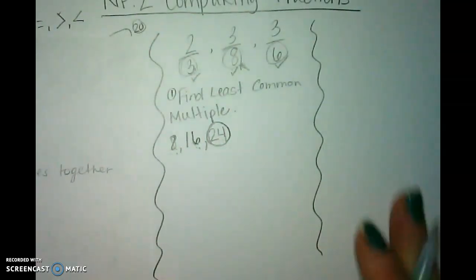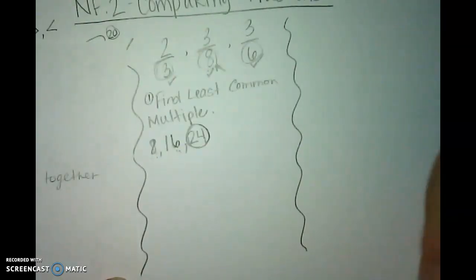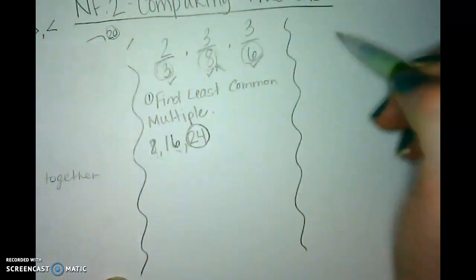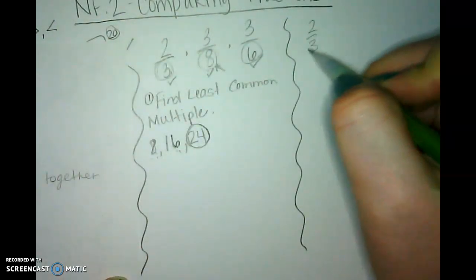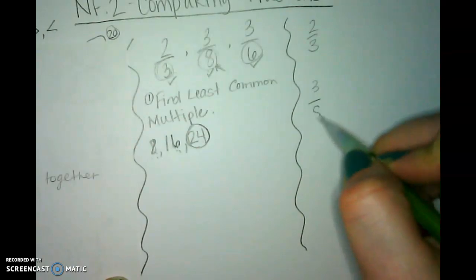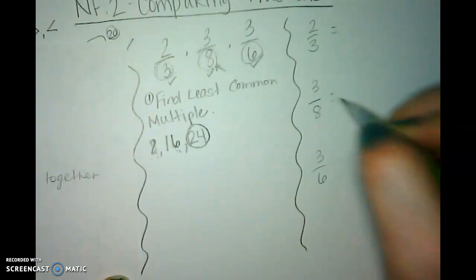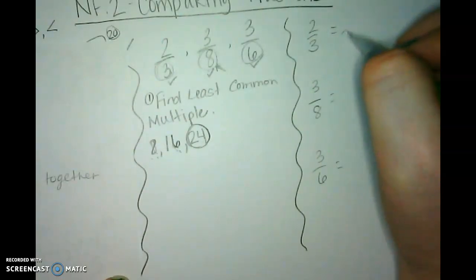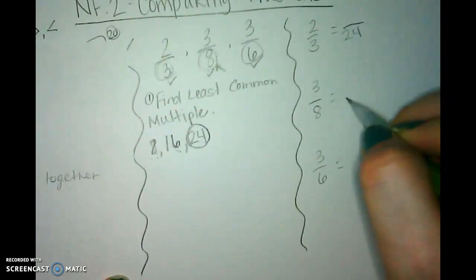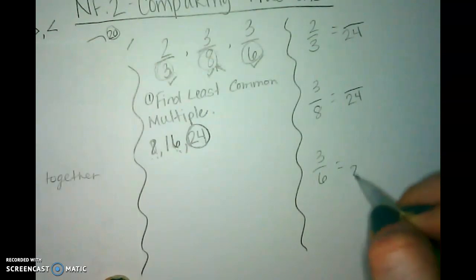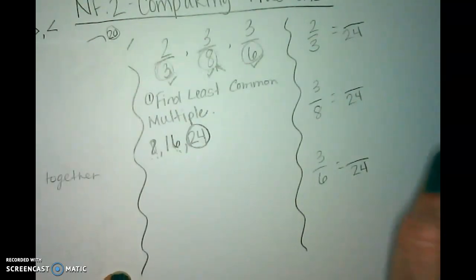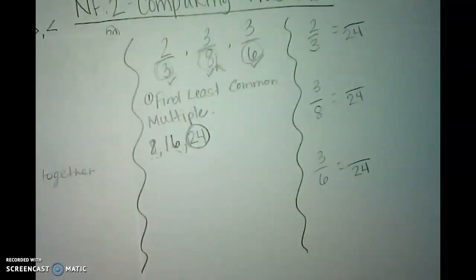All right, once you do that, you're going to basically make equivalent fractions. So you're going to move these over here. And then just like we did yesterday, we made equivalent fractions. So 24 is going to be my new denominator because I'm comparing, I want them to have the same denominator. That way I can tell which top is biggest and smallest.